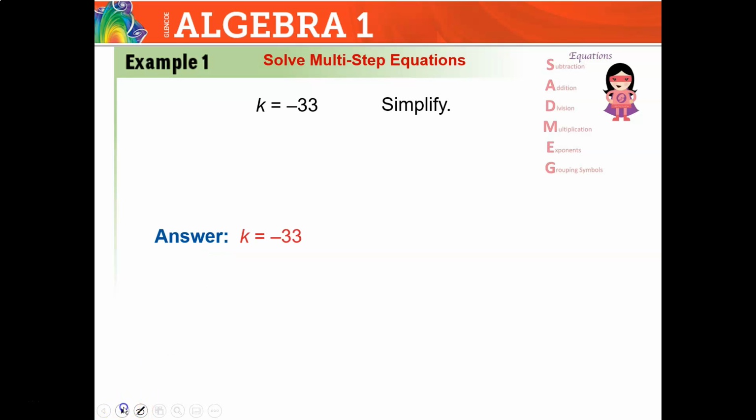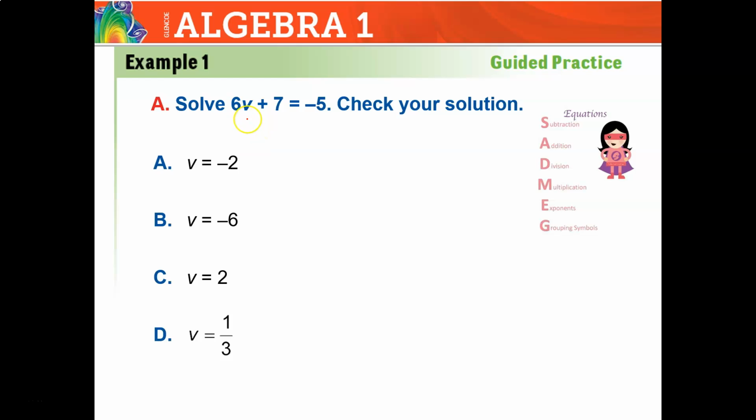Try this next one on your own. Okay? 6v plus 7 equals negative 5. Our first step would be to subtract 7 from both sides. And then you're going to divide by 6.